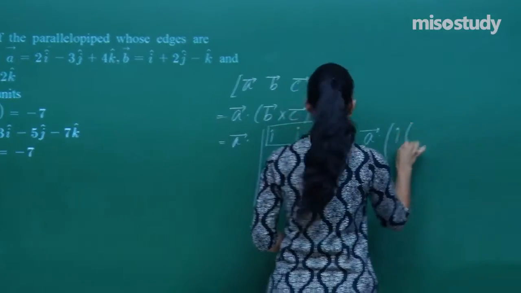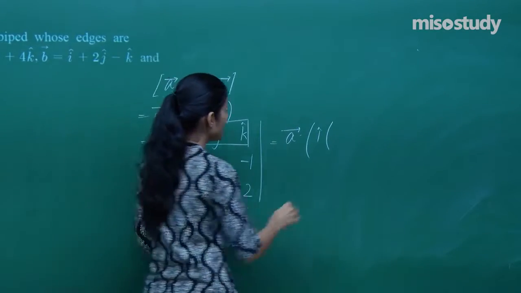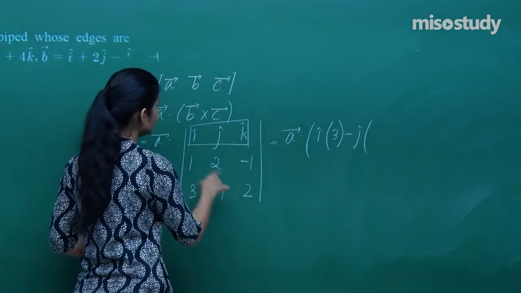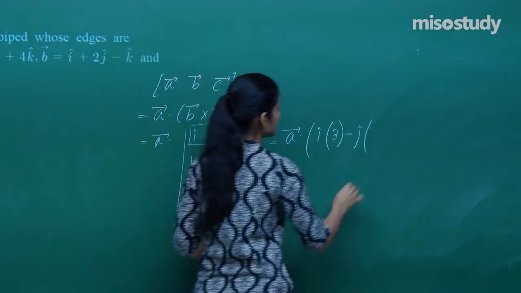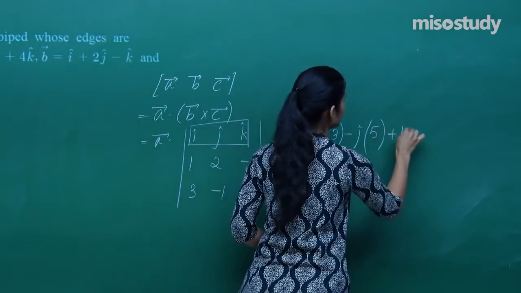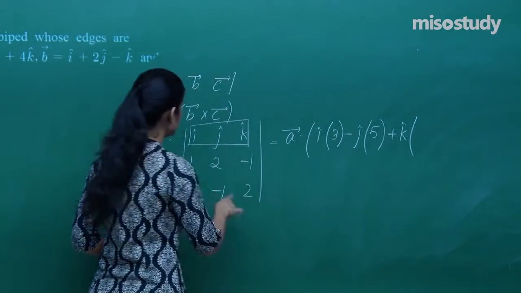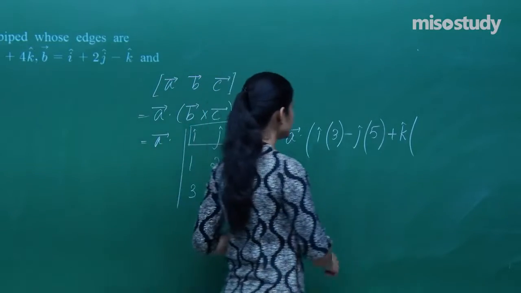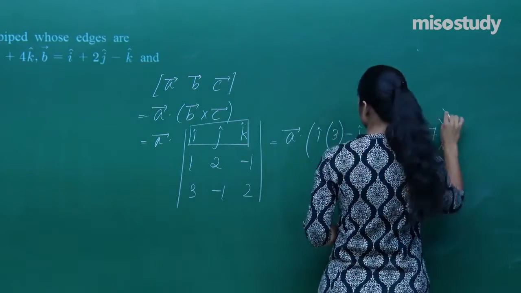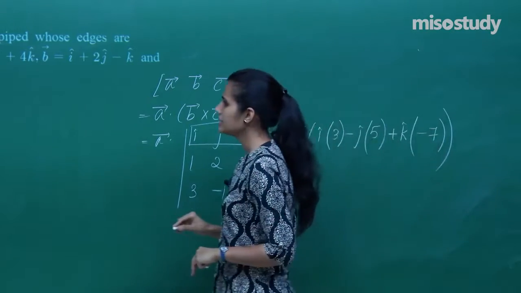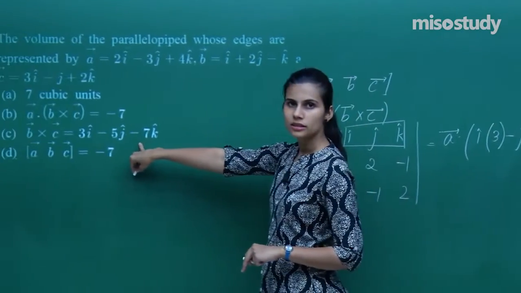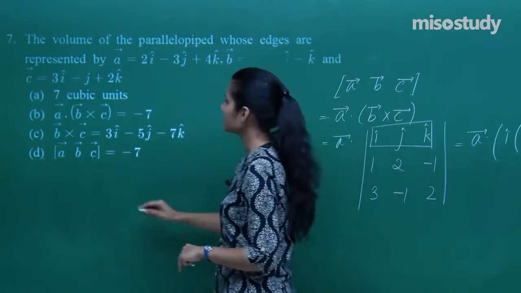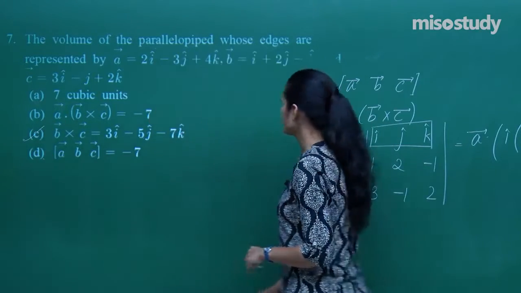It is i cap (4 minus 1, that is 3), minus j cap (2 plus 3, that is 5), plus k cap (minus 1 minus 6, that is minus 7). So this option is giving you one point: B cross C is 3i cap minus 5j cap minus 7k cap, and this is the correct option.